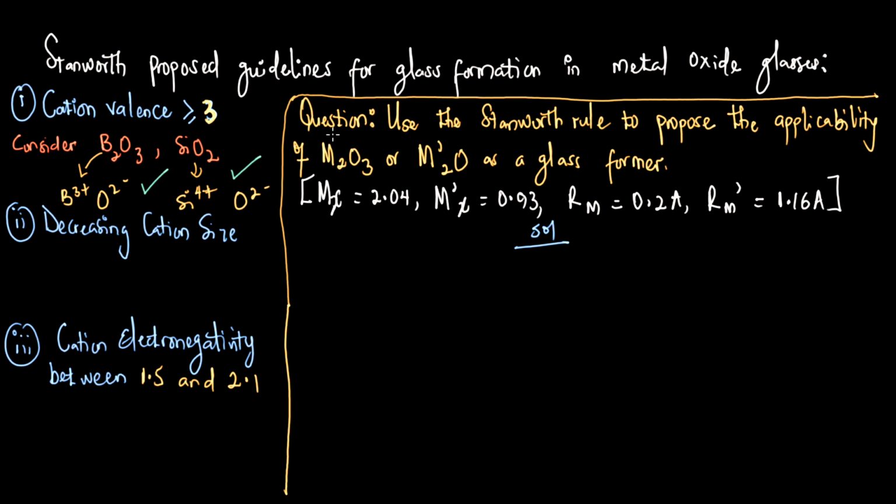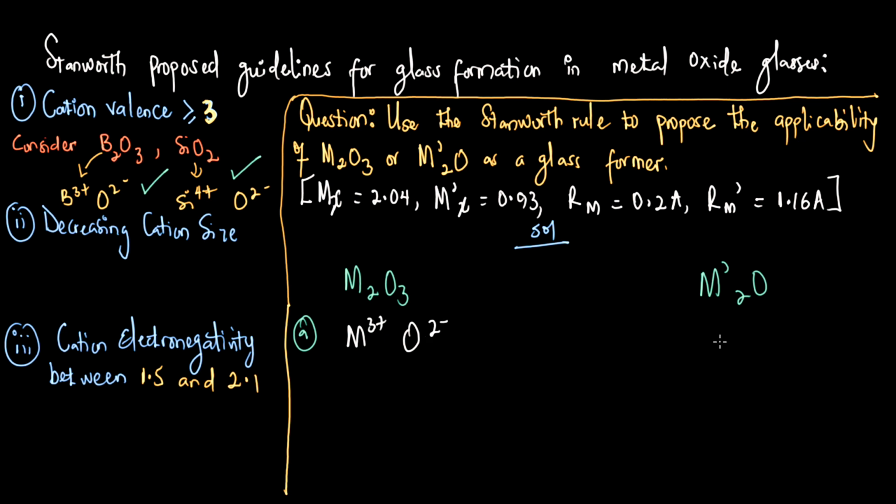Now let's look at this question. Use the Stanworth rule to propose the applicability of this metal and this as glass former. So let's break it in. Let's put it this way: M2O3 and M2O. Let's look at the first rule there. The first rule states that the cation valence should be greater than or equal to 3. So let's break this into charge. We have this and then we have this.